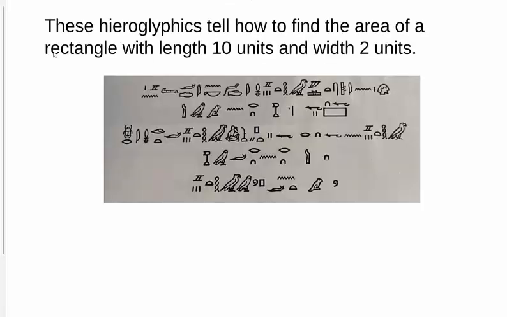So, years ago, the ancient Egyptians had hieroglyphics. And these hieroglyphics were carved somewhere years and years ago, and they tell us how to find the area of a rectangle with length 10 units and width 2 units. Now, today we really can't read these. We'd need the Rosetta Stone to translate them and keep translating them to finally get it. But we know how to do this. We've done this in other math courses before.